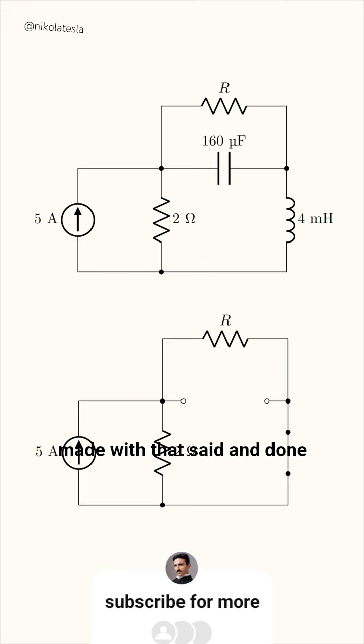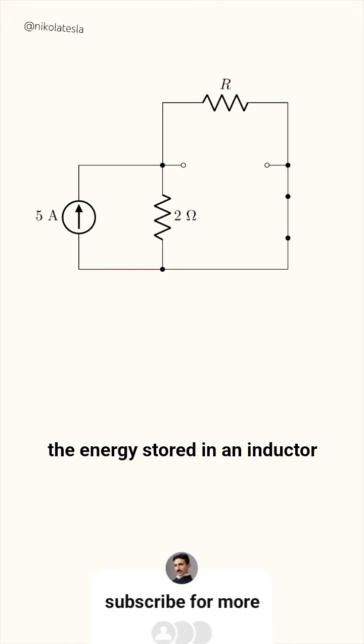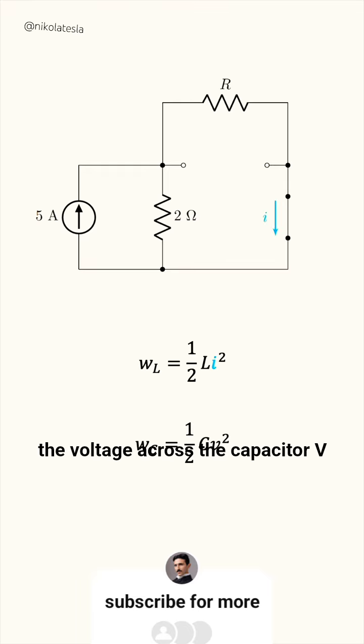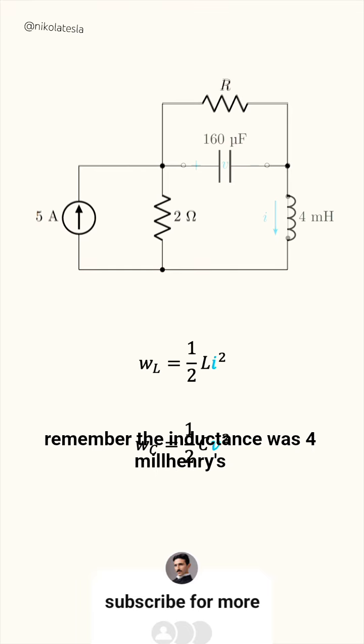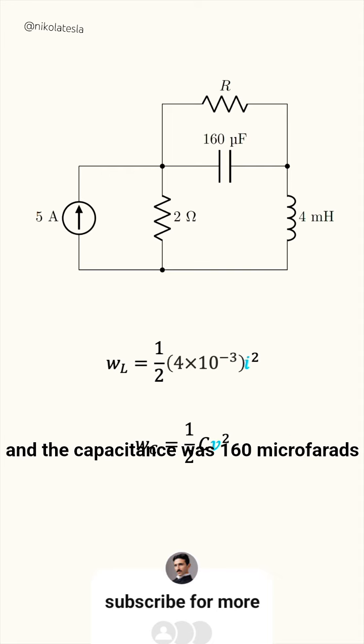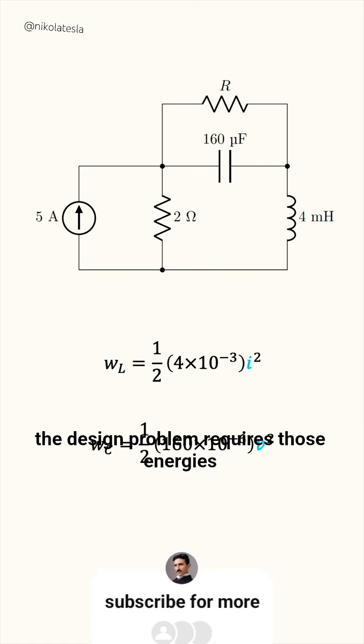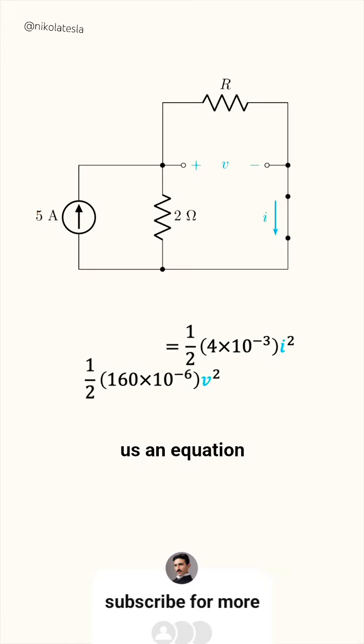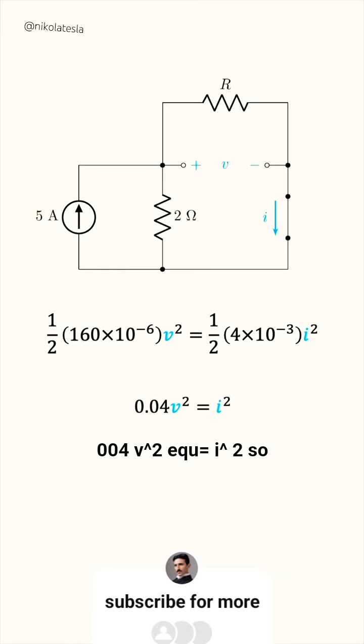With that said and done, the energy stored in an inductor is half Li squared, and the energy stored in a capacitor is half CV squared. Let's label the current through the inductor I, and the voltage across the capacitor V. Remember, the inductance was 4 millihenries, and the capacitance was 160 microfarads. The design problem requires those energies to be equal, so this gives us an equation: 0.04 V squared equals I squared.